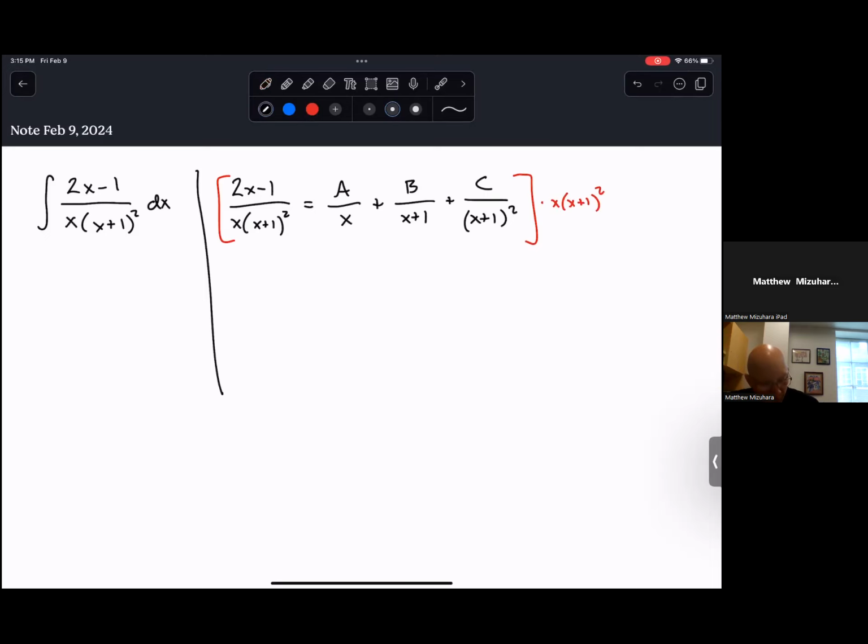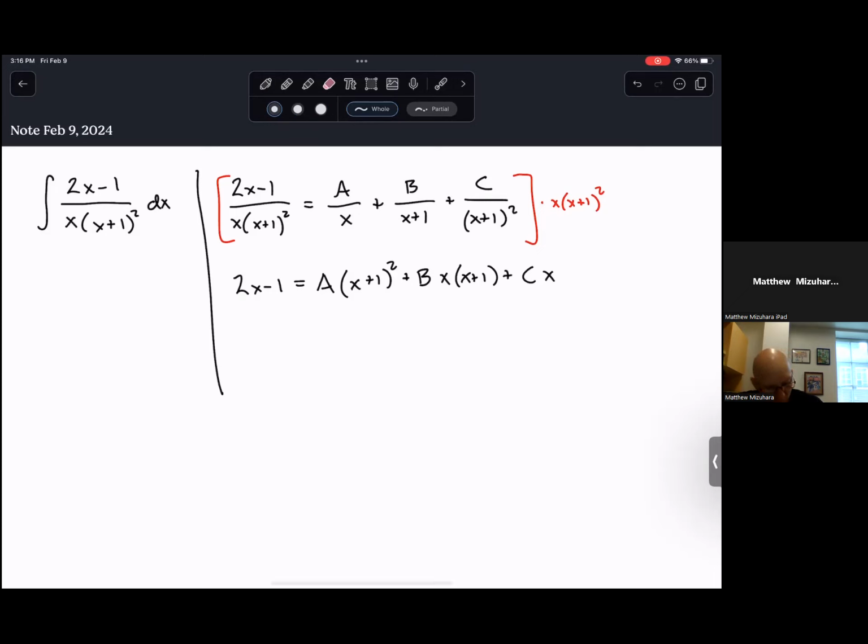So multiply everything. And what I'll be left with is 2x minus 1 equaling A times, the x will cancel, but I have x plus 1 squared, plus B times x plus 1, plus C times x. Okay. So now, what we've done in the past is simply plug in different values for x and start whittling down to solve for the unknown coefficients. Now, here is an alternate method. What we can do is expand everything on the right-hand side and start collecting similar terms.